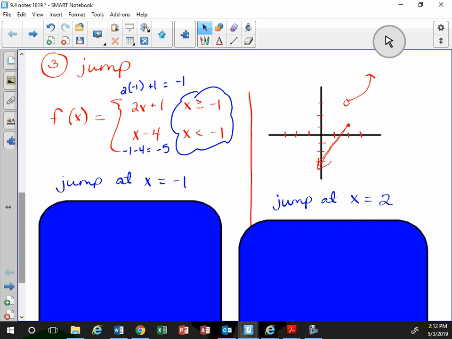Questions so far, guys? Will the jumps always be on the same x value? Yeah, the x value. Right, because that's the whole point, that's where it happens. All right, anybody need more?